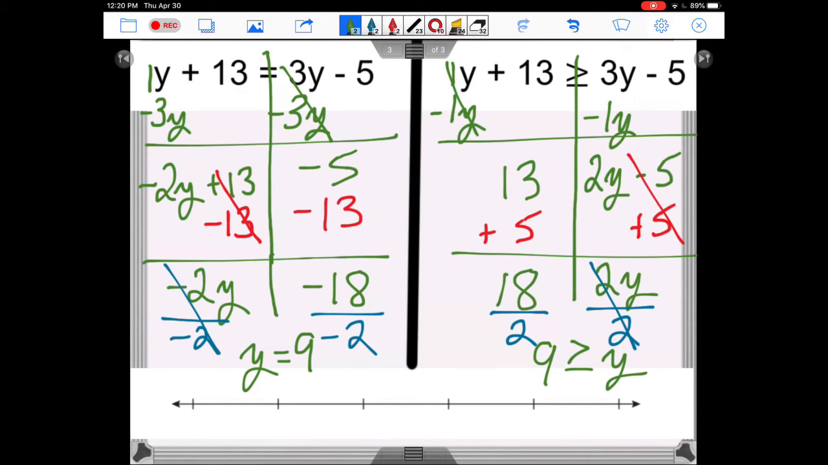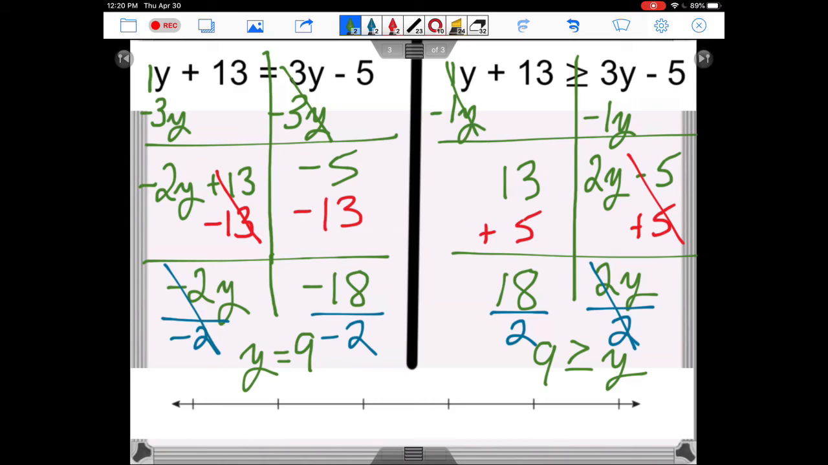Now, when we go to graph this, because I did it backwards, my y is on the right side of my inequality, so it's kind of worded backwards. This says 9 is greater than or equal to y. So 9 is the biggest number, and my variable of y has to either be equal to 9 or has to be everything smaller.